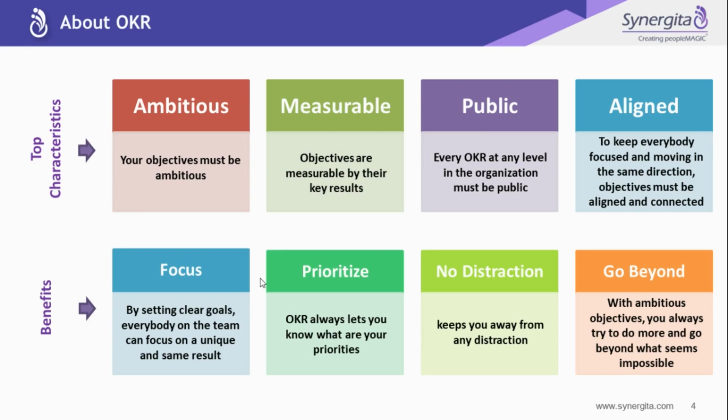Public, every OKR at any level in the organization must be very transparent. Make all the OKRs that have been set at company level, say for example, if you have company objectives set, it must be very transparent so that all the employees know what is the objective that has been set, so that the company works towards it and we also must push ourselves to achieve the same. Aligned, to keep everybody focused and moving in the same direction, objectives must be aligned and connected. So what we mean here is the company objectives that have been set can be aligned with every individual's team OKRs as well.